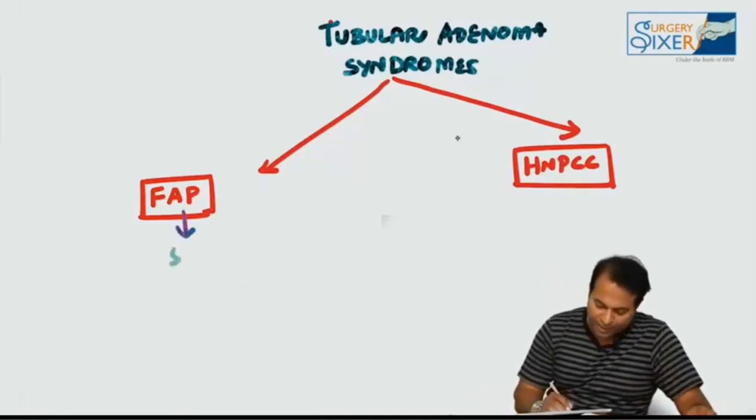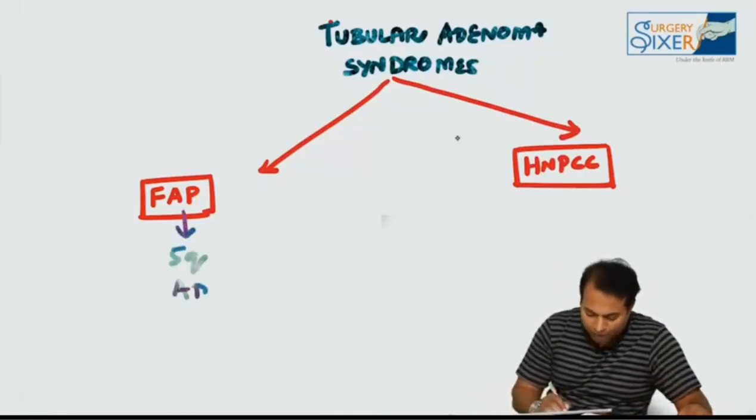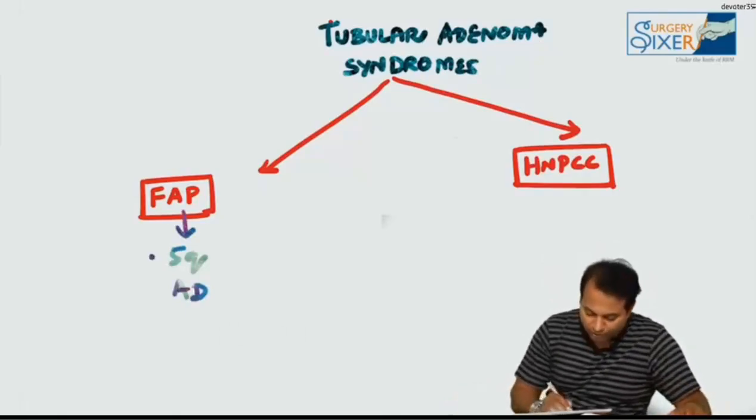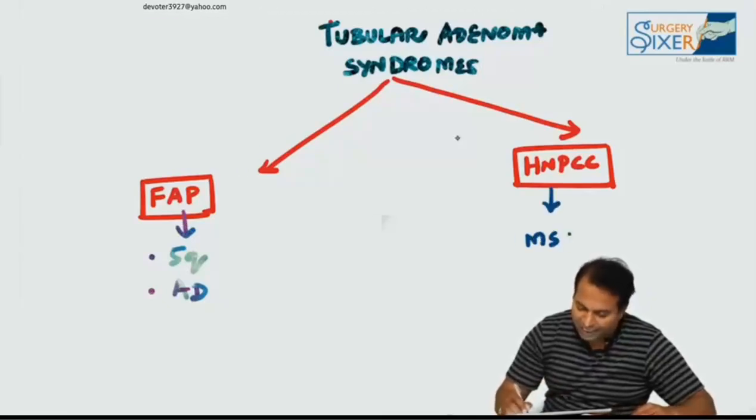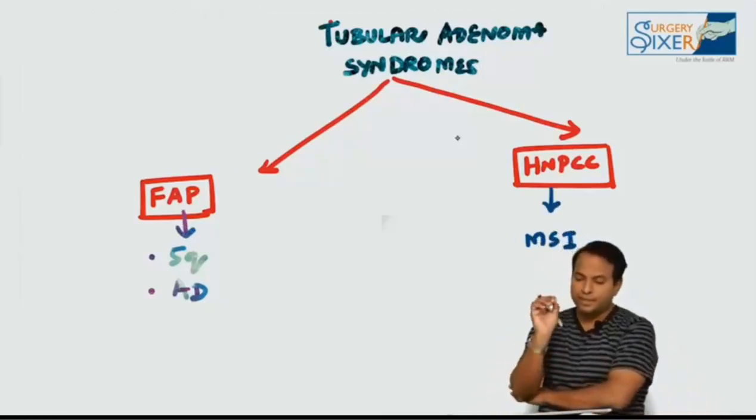FAP is associated with 5q mutation. It is an autosomal dominant syndrome. HNPCC is associated with microsatellite instability. What is this microsatellite instability? This is an important thing you should not forget.